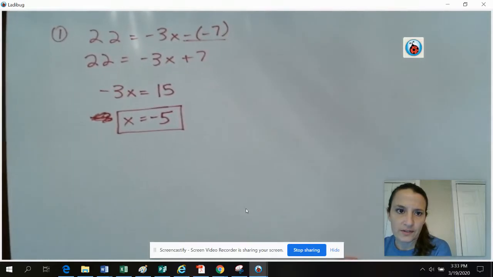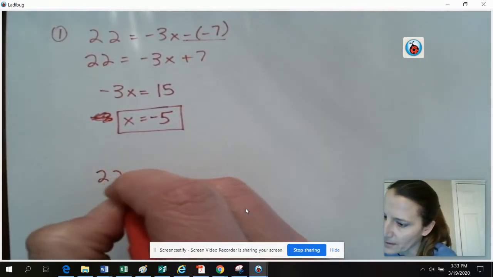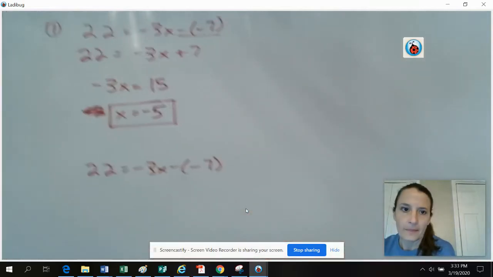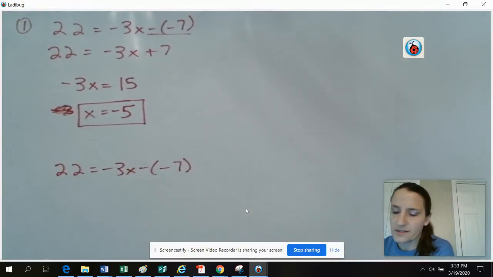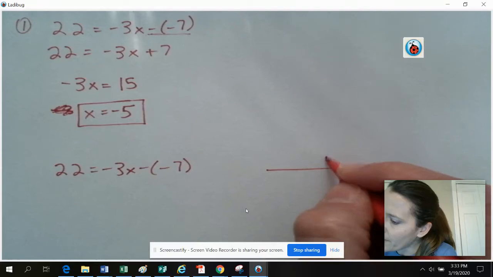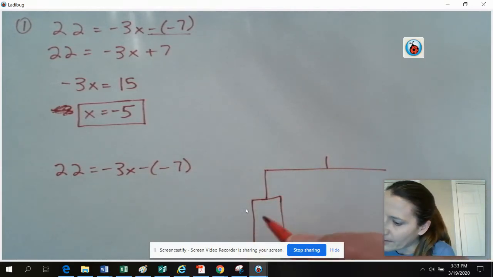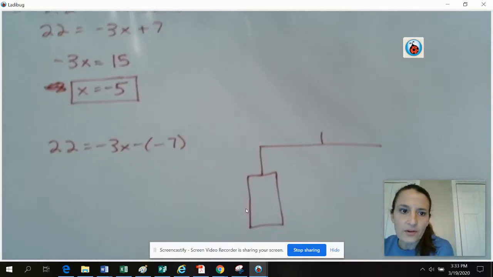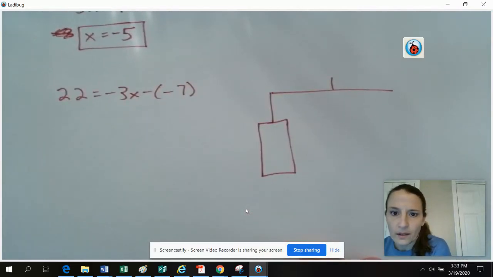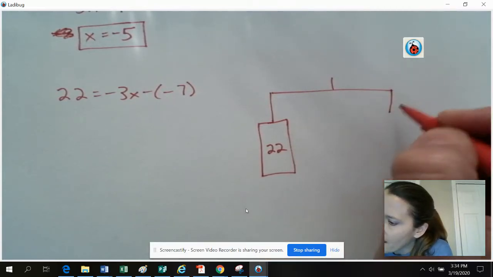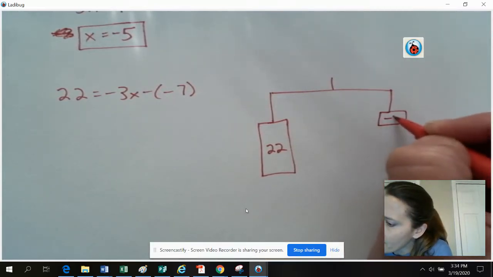So let's do this again with a hanger. We need to get good at the easy ones, so when we are faced with a more difficult equation, we can handle it. All right, so with our hanger that we learned about a couple days ago, the left side has a weight of 22. The right side has a weight of negative 3x's.